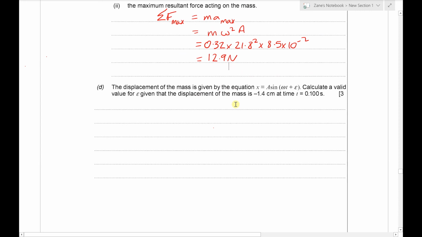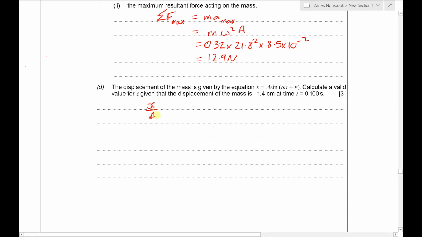For the next part of the question, we're given the displacement against time formula for this SHM as x equals A sine omega t plus epsilon. Nowadays the spec has changed from sine to cos, but the process of solving this is exactly the same. So let's do a little bit of algebra just to show how this would work.